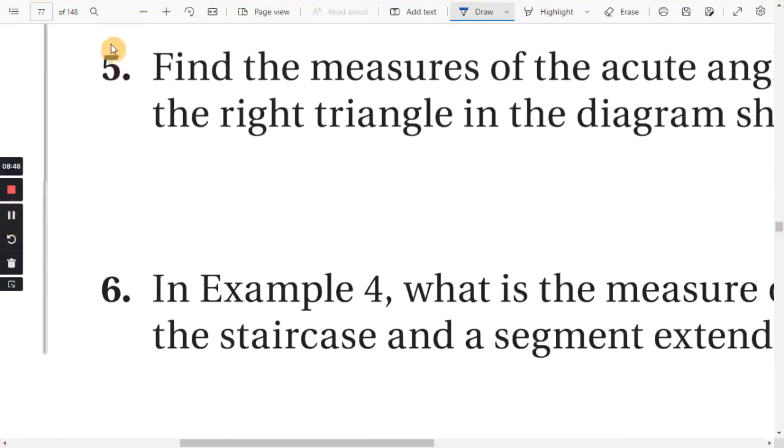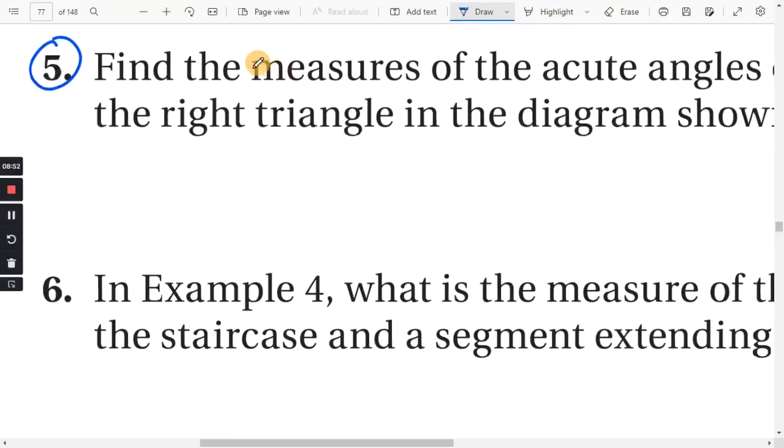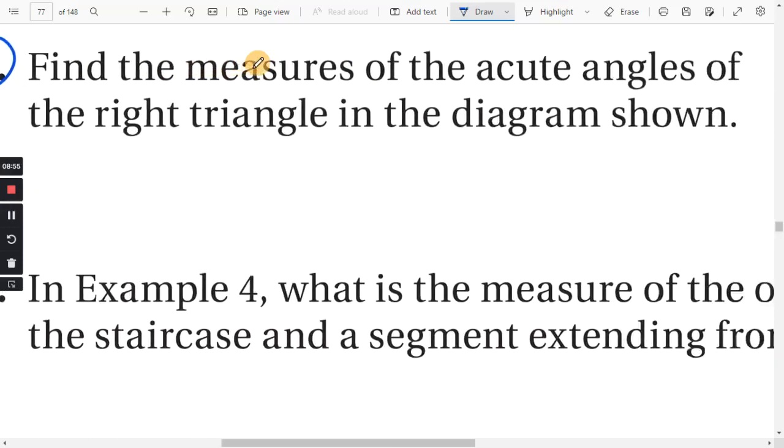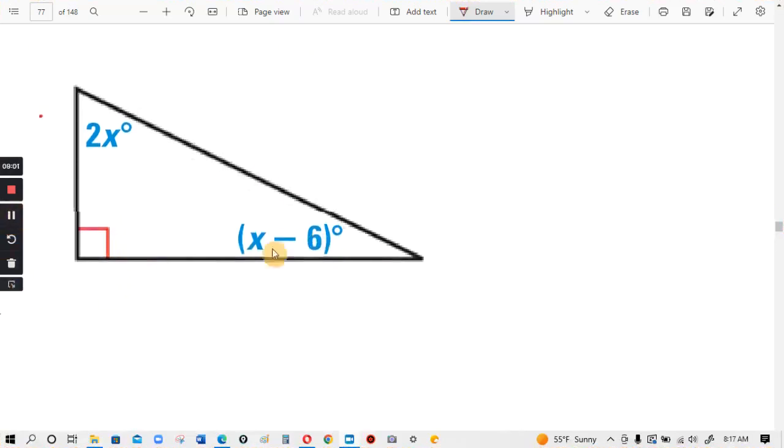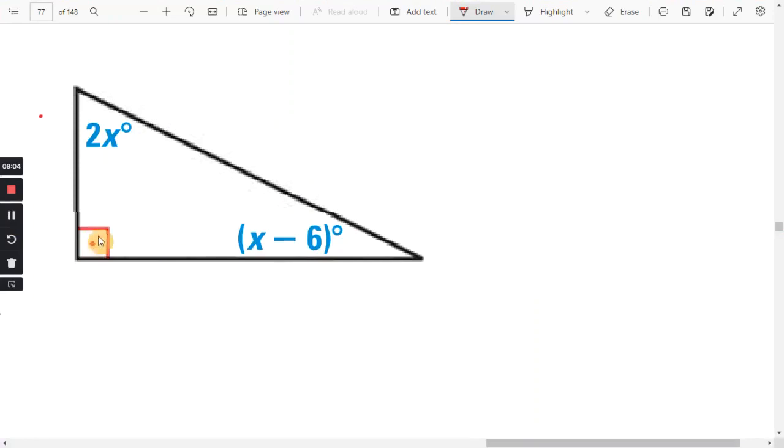All right, let's try got it problem number 5. It says find the measure of the acute angles of the right triangle in the diagram shown. Let's take a look. All right, so I think this is the last one. This is the right triangle shown. Okay, we have the right angle. The other two angles are the acute angles. All right, we know that this one here plus this one here have to add to 90 because we already used 90 degrees here. So just add these two, set them equal to 90. Solve for x, plug it in.